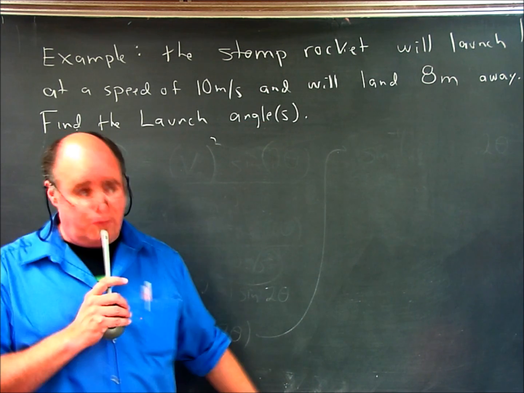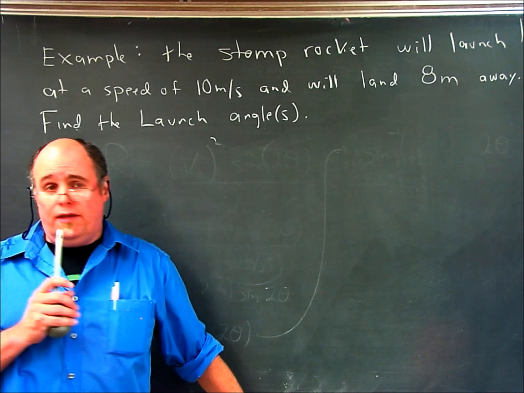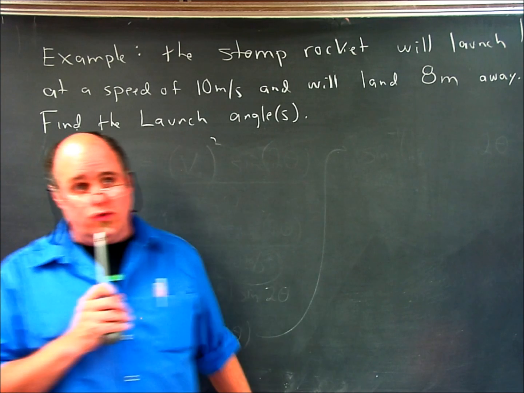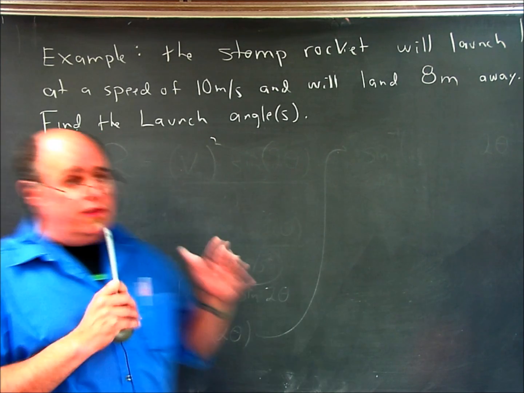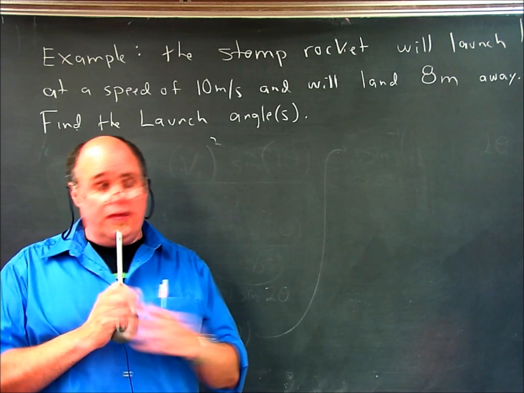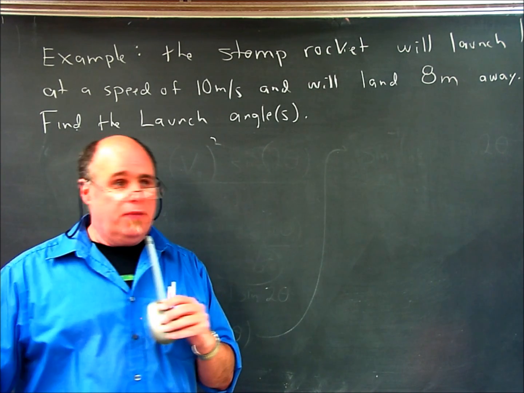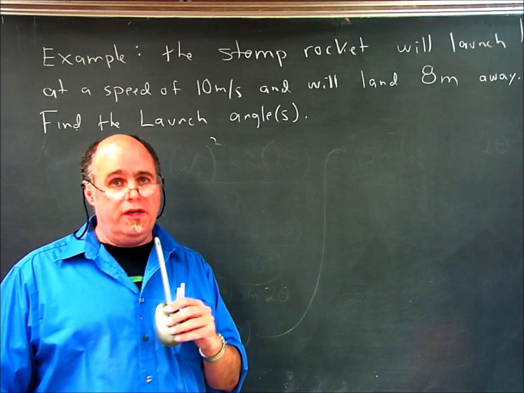Okay, so now I have a problem, and the problem has this Stomp rocket idea. A Stomp rocket is a child's toy. It's a little rocket, and it has a little pouch that's filled up with air. It's a little plastic pouch, and that plastic pouch is attached to a tube where the rocket sits on.